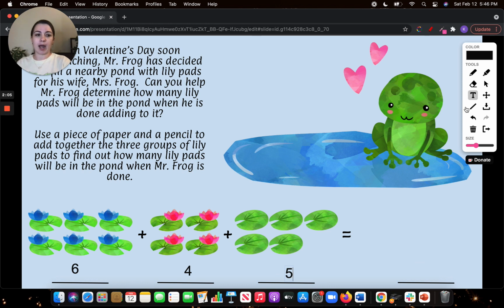And then we're going to add all of those numbers together. So we're going to start with 6, and we're going to add 4. So we're going to say 6, 7, 8, 9, 10. Now we added 4, so we have 10, and we have to add 5 more. So from 10, we're going to go 11, 12, 13, 14, and 15. So all together, we have 15 lily pads. We're going to write that right down here.